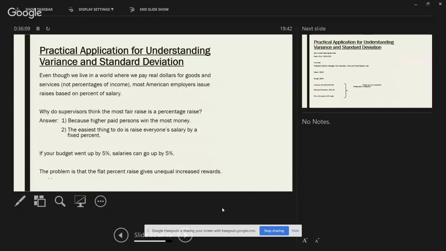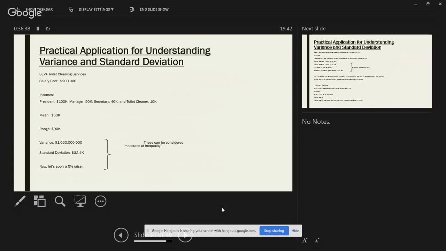Why do you think that supervisors think the fairest raise is a percentage raise, and not just giving that particular employee a hike of $1,000 or $2,000, but instead we say we should be giving that employee a hike of 10% or 20% from whatever salary they have. But in this particular system, there is an issue here. Let's take an example.